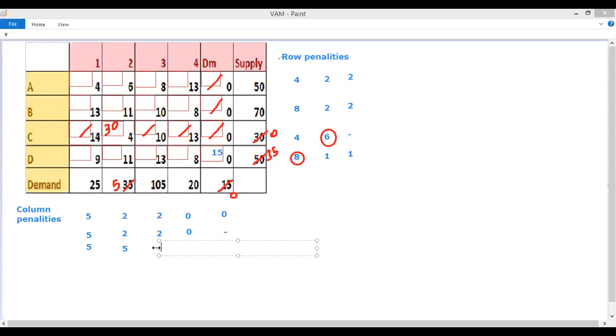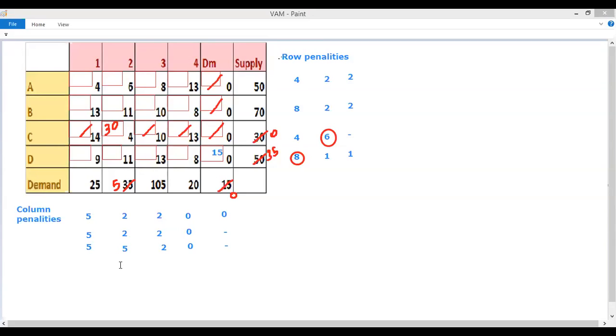And here the first minimum is 8, the second minimum is 10, so the penalty here is 2. And here the penalty is 0. And here we don't have to compute the penalty. Now here you can see the maximum value. We have two maximum values, 5 and 5. So there is a tie.